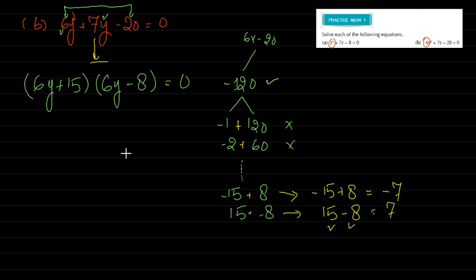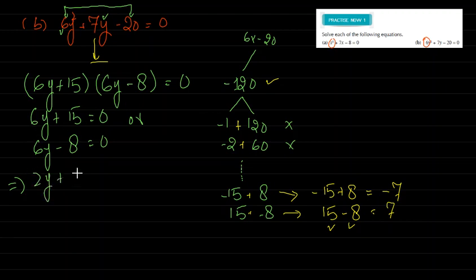So in actual, this is the very easiest method to solve this question. Now if you see, further simplify it, 6y plus 15 is equal to 0, or 6y minus 8 is equal to 0. Further simplifying it, if you divide by 3, it can be simplified. So it becomes 2y plus 5 is equal to 0, which becomes y is equal to minus 5 whole divided by 2.